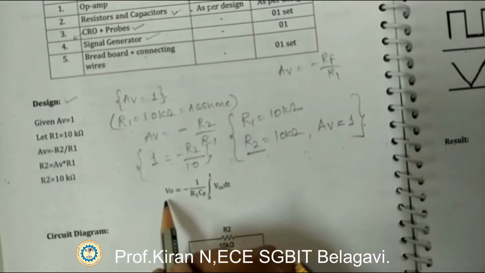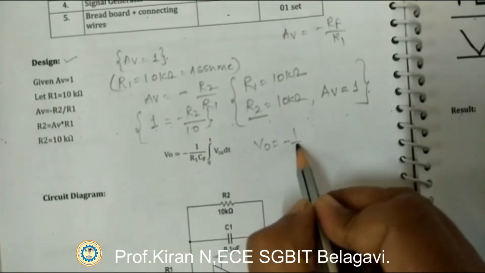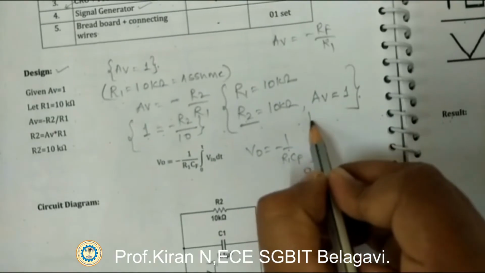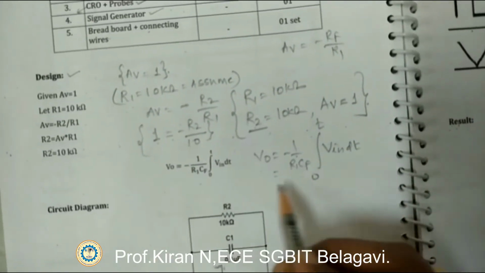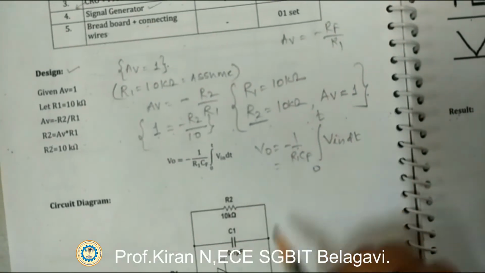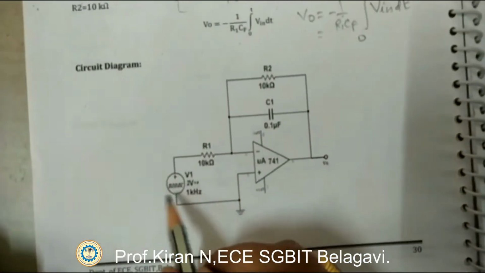Now after this, using the equation V0 is equal to minus 1 divided by R1 into CF, integration of 0 to T Vin dt, we are going to find out the output of the integrator. Now let us move on with the circuit part here.